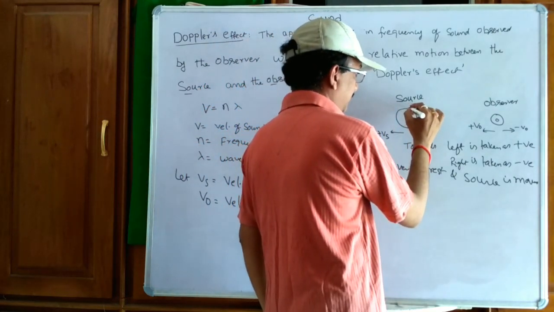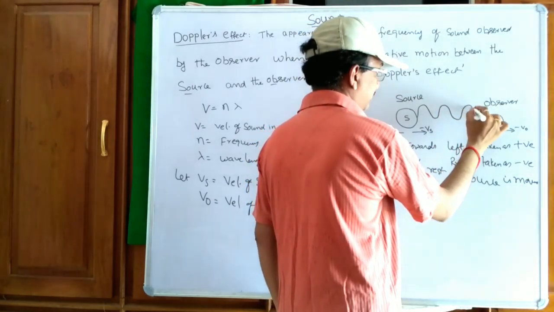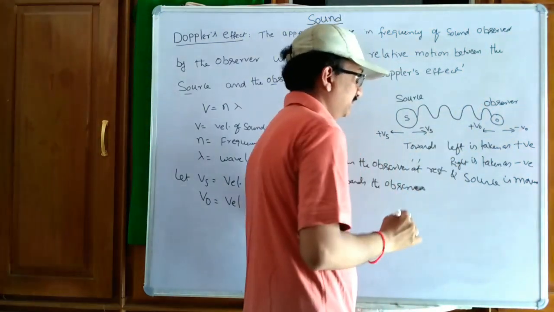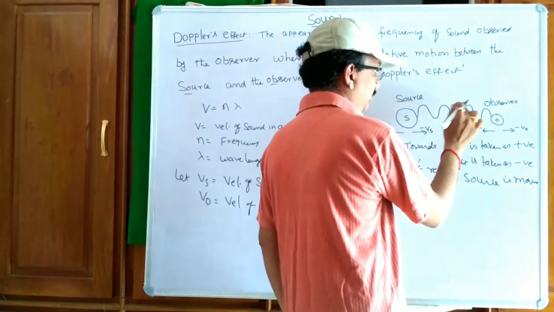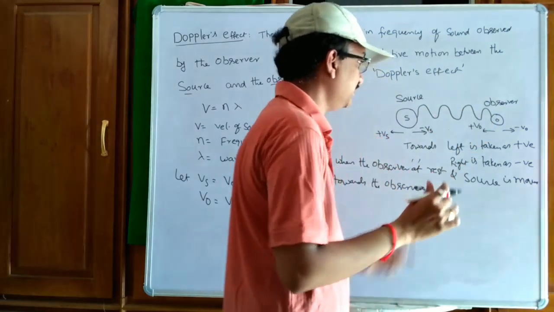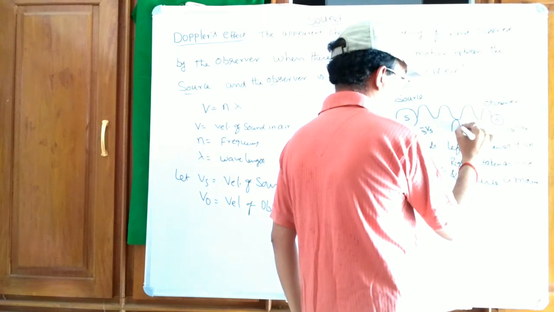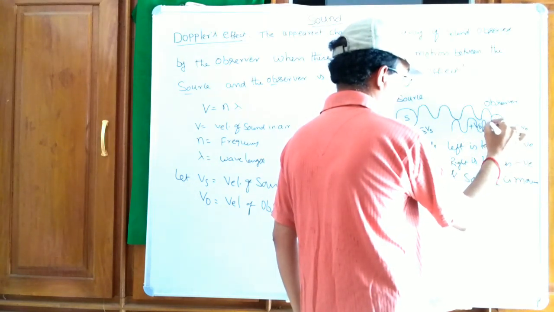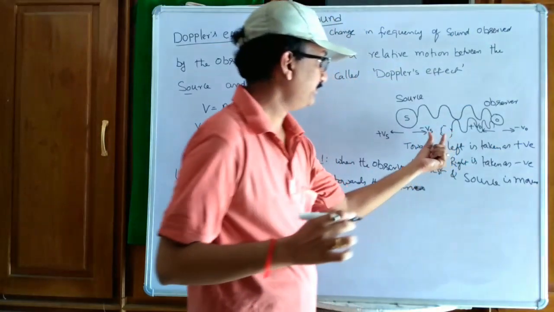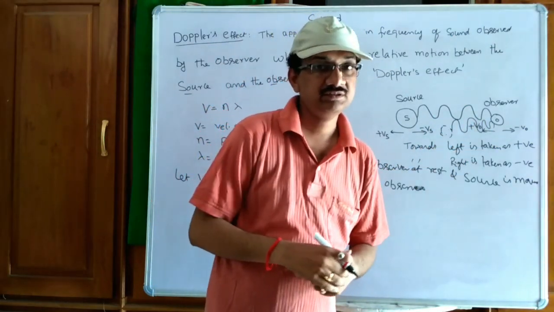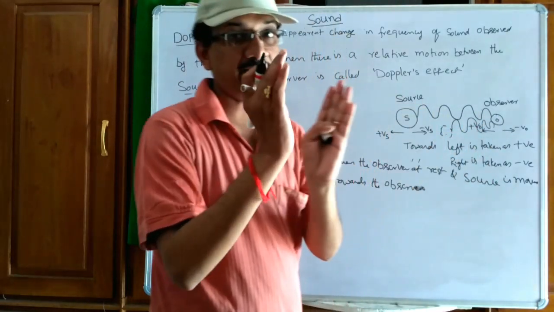Here, the source releases the waves like this. If the source came here, then 1, 2, 3, 4, these 4 waves are compressed into small waves here. If the source came here, the waves observed by the observer are very compressed.